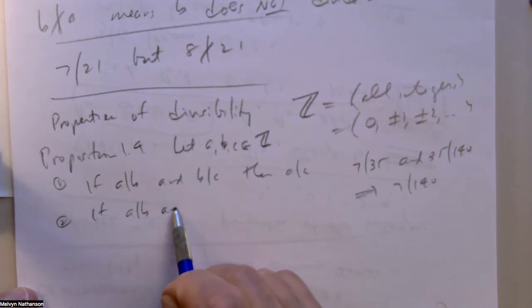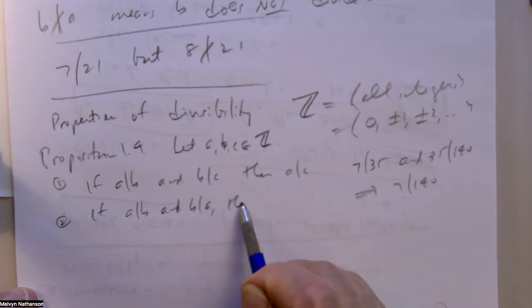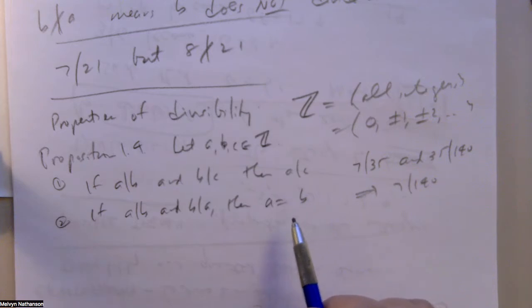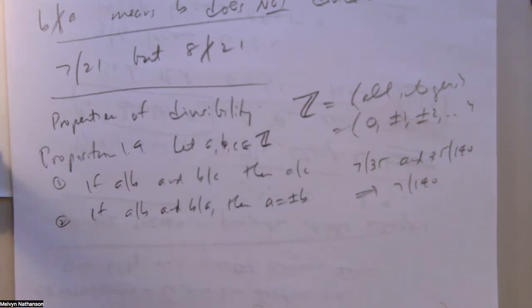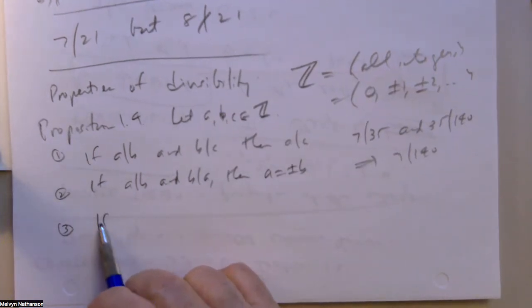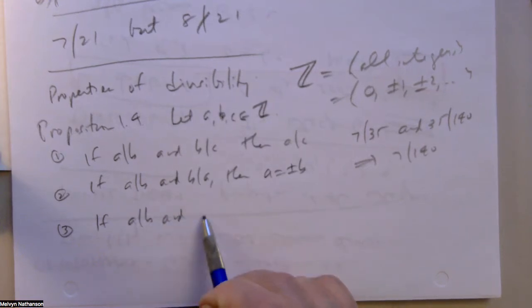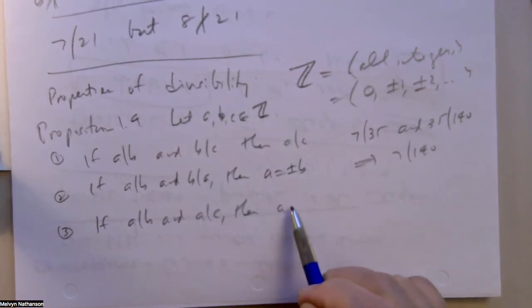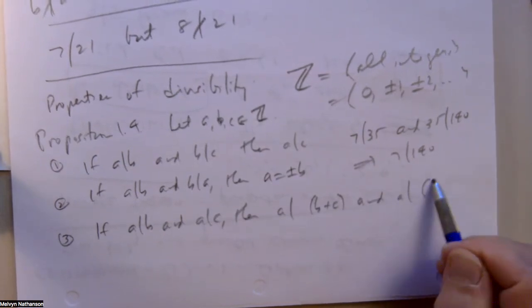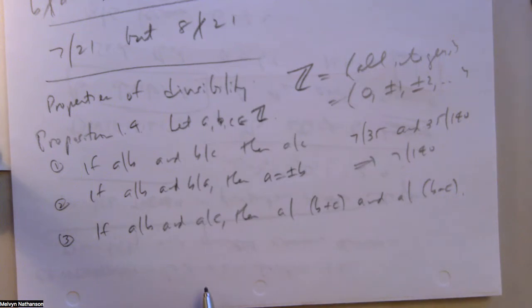If A divides B and B divides A, the only way that can happen is if either A equals B or if A is minus B. So A is plus or minus B. And the third property of divisibility is that if A divides B and A divides C, then A divides both the sum of B plus C, and also A divides the difference of B and C. And this is something you should be able to prove as an exercise.